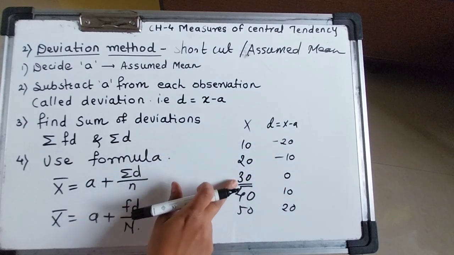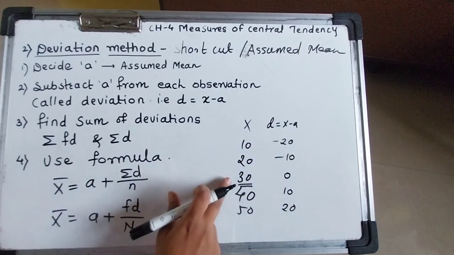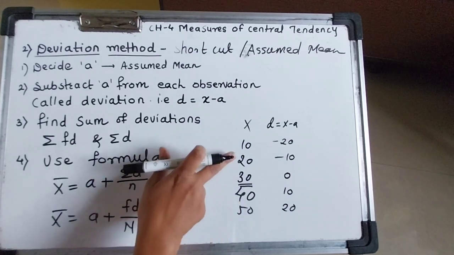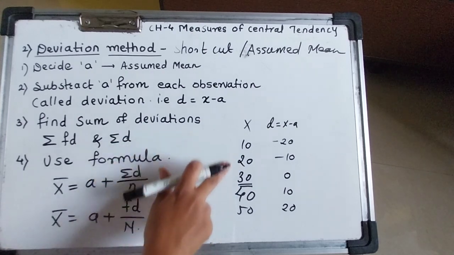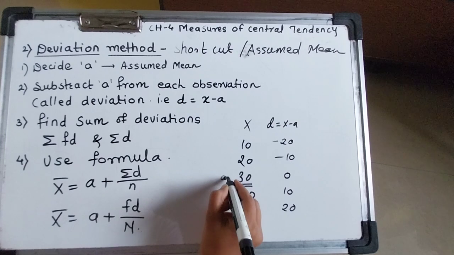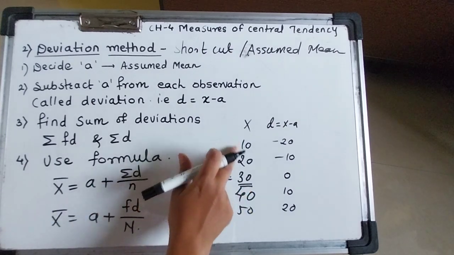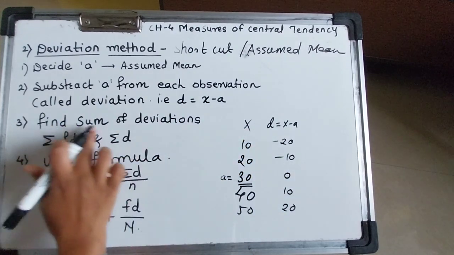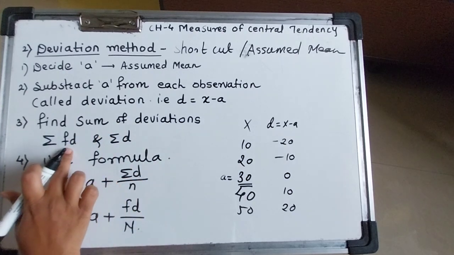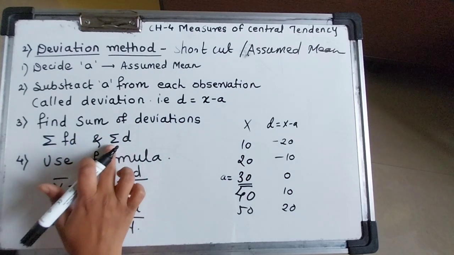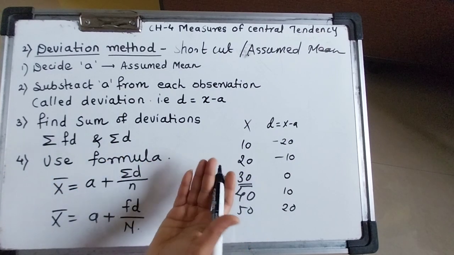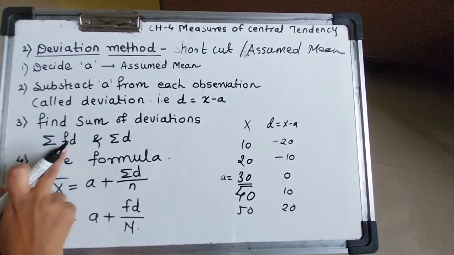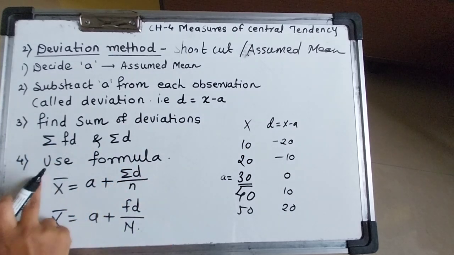We have to assume one mean. How to assume the mean? Take a middle value or mean value. From these observations I select this one as A. Then subtract A from each observation. We call it D. D means deviation. Then find the sum of deviation, means summation FD and summation D. If they give only observations, we find the summation D. If they give a frequency distribution, we find FD. Then apply the formula.